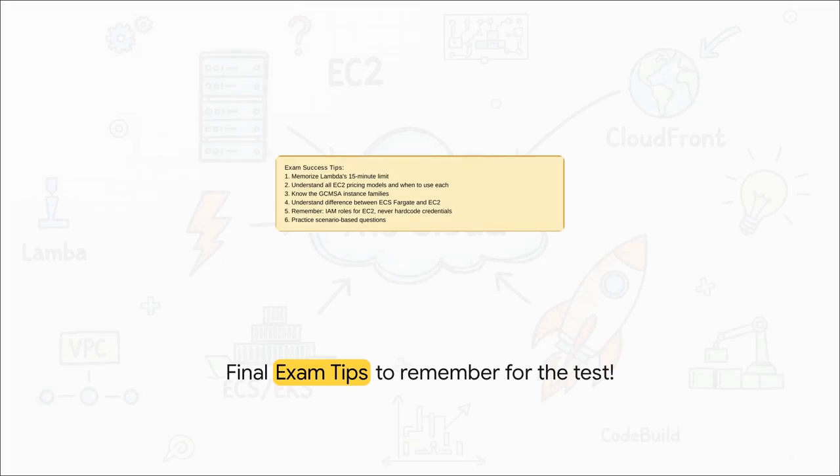Make sure you've mastered the GCSMA instance families. Remember the stark difference between serverless Fargate and managing your own EC2 instances. Never hardcode those credentials. Use IAM roles. And, of course, that strict 15-minute limit for Lambda.